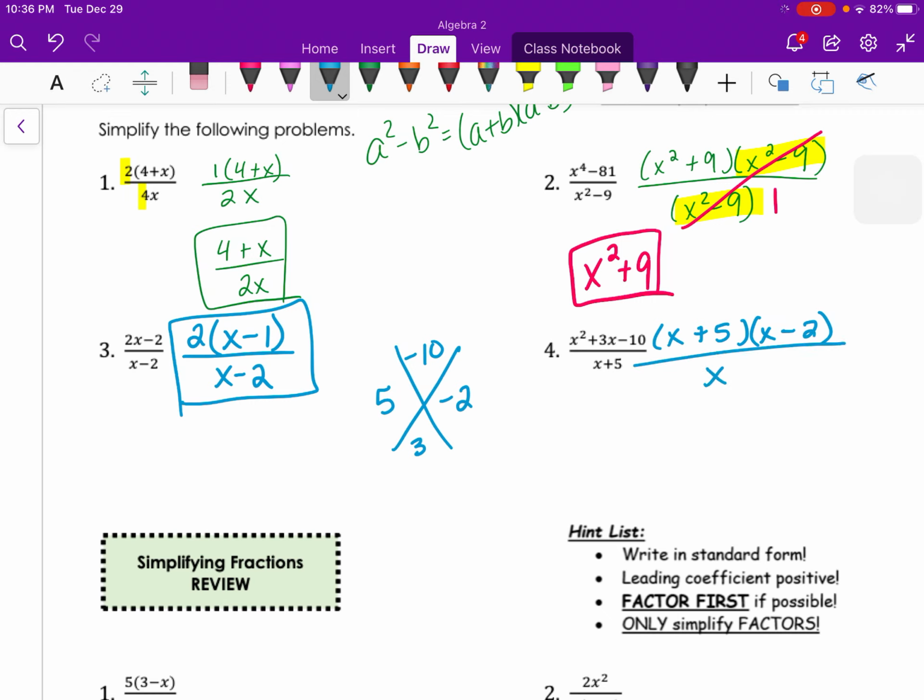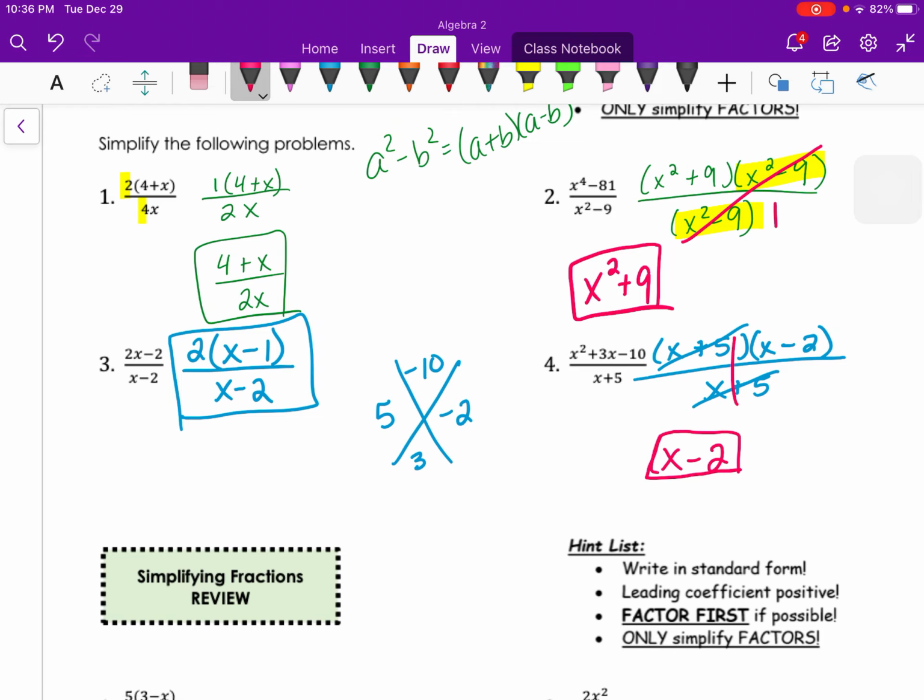And then the denominator is x plus 5. And then you can simplify: x plus 5 divided by x plus 5 is 1. So we're left with just a 1 in the denominator. So x minus 2 divided by 1 is just x minus 2, and I actually don't need the parentheses anymore, so x minus 2 is our answer. So those are some quick review from the first section of notes.